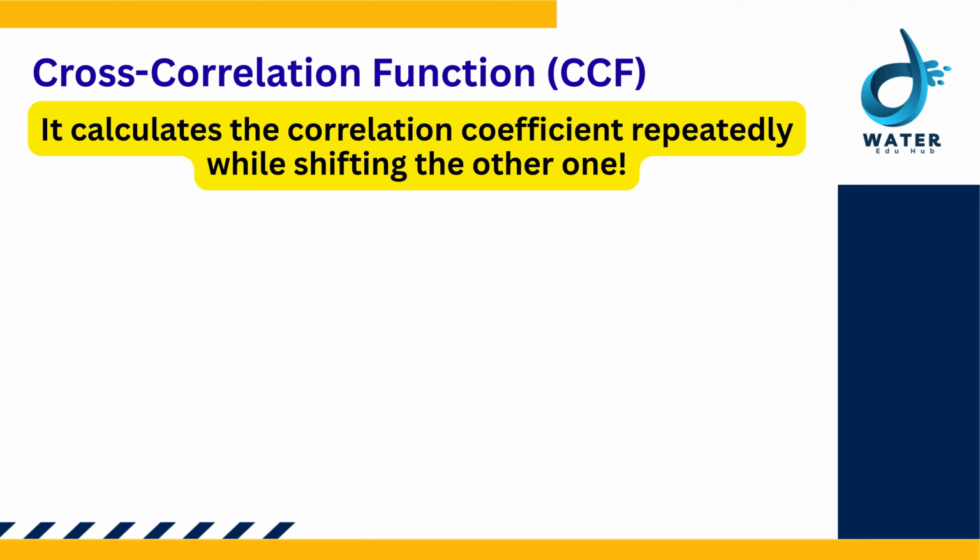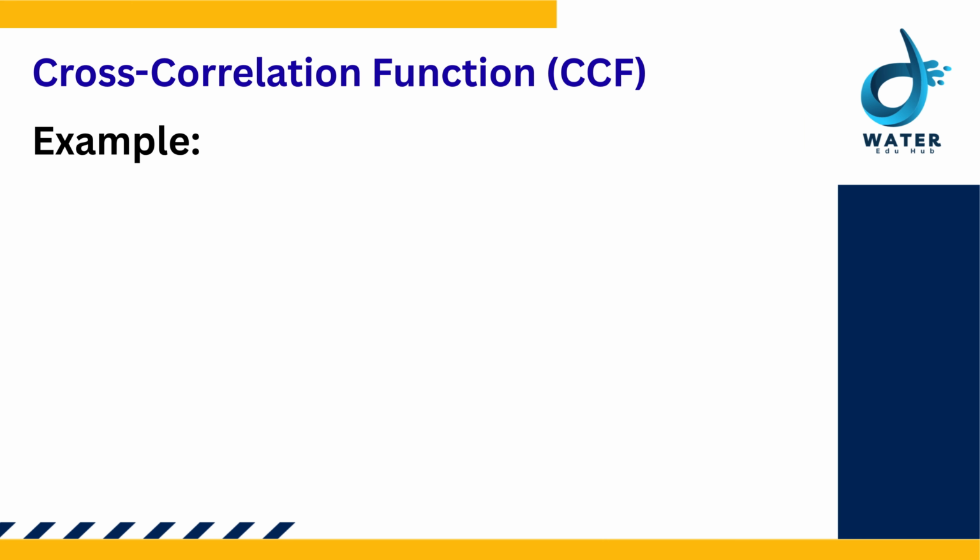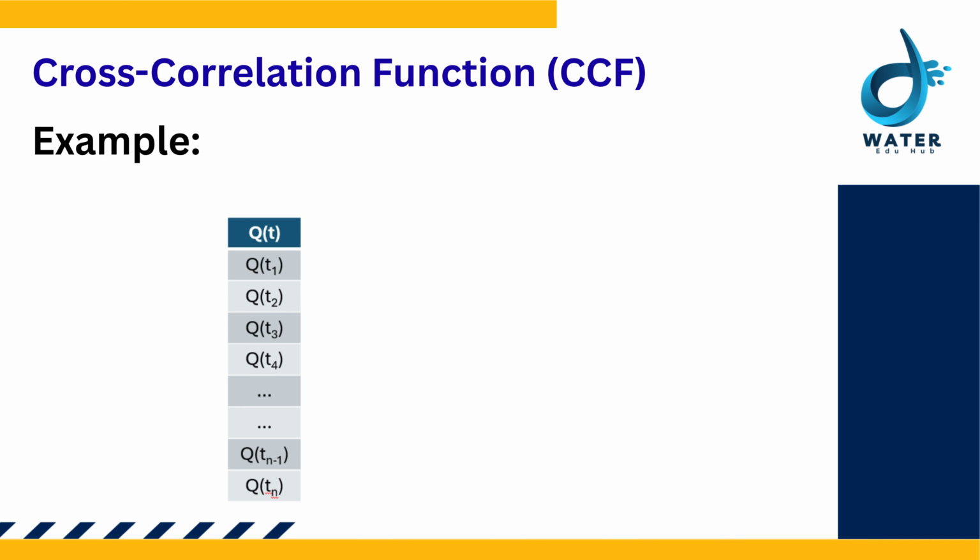Before using Pearson correlation, remember that it assumes a predominantly linear relationship and is sensitive to outliers. It also performs best when the data are approximately normally distributed. The cross-correlation function, or CCF, simply calculates the Pearson correlation coefficient repeatedly while shifting one time series relative to the other. For example, the CCF between runoff and shifting rainfall data.